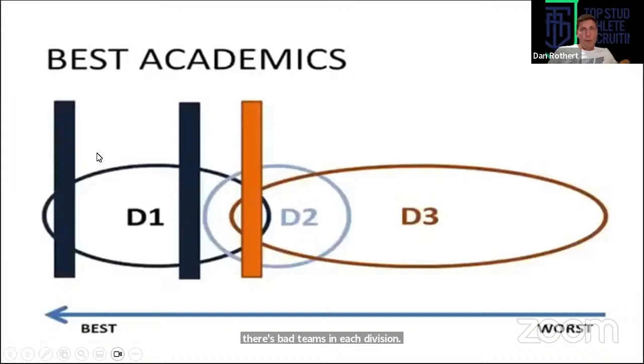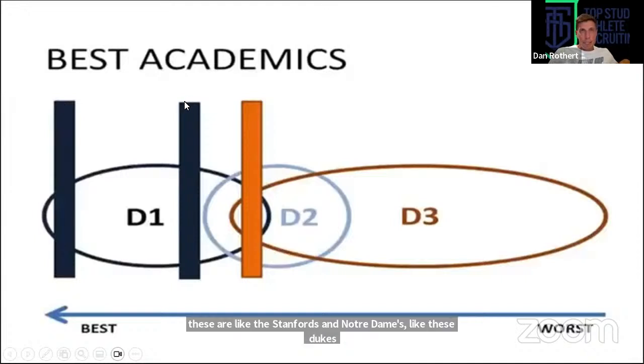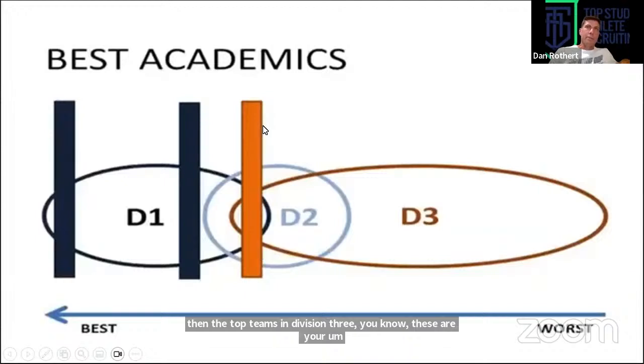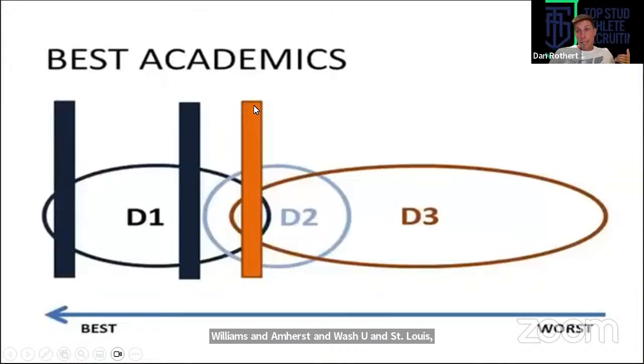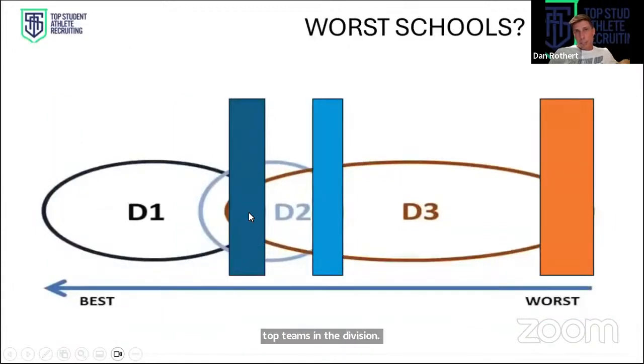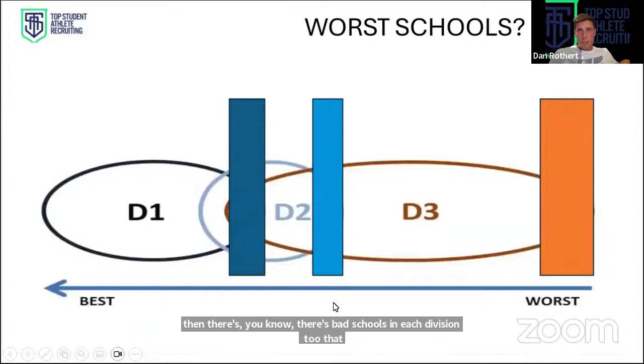Then you throw in the best academic schools, right? So the top academic schools in each, these are like the Stanfords and Notre Dames, like these Dukes, they all have really good athletic programs. Then there's like the Patriot League and the Ivy League, those teams kind of fit in this map right here. They're still Division I, but they're not the top teams. And then the top teams in Division III, these are your Williams and Amherst and Wash U and St. Louis, University of Chicago. They're top academic schools, but they're also some of the top teams in the division. And then there's bad schools in each division too that could get beat by all kinds of divisions.